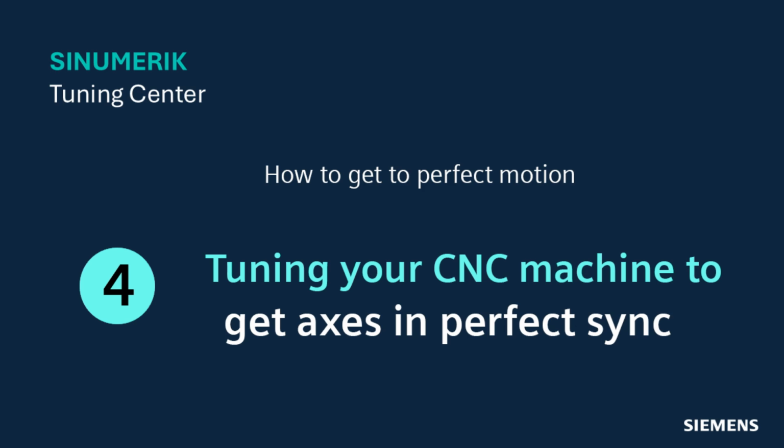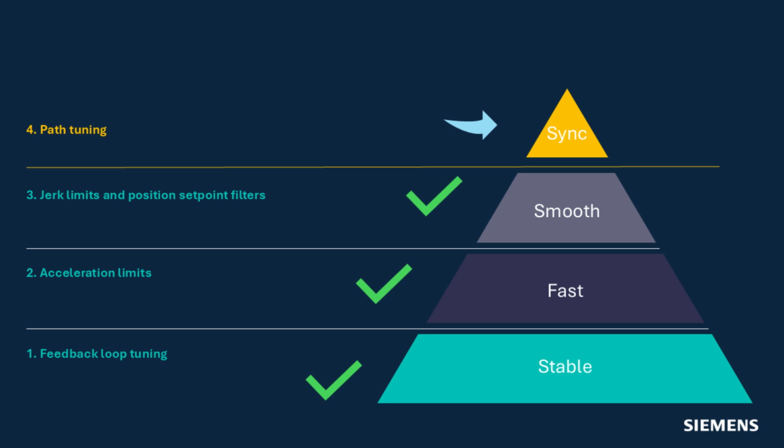Hi again and welcome back to our series, How to Get to Perfect Motion. Before you start path tuning, we strongly recommend completing all other basic tuning steps for every axis. In the previous clips, we showed you how to make your axes stable, fast, and smooth. Today, we'll make sure all interpolating axes move perfectly in sync so you can achieve the highest accuracy.